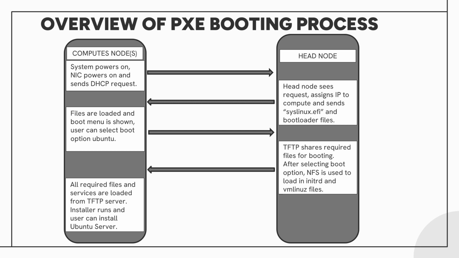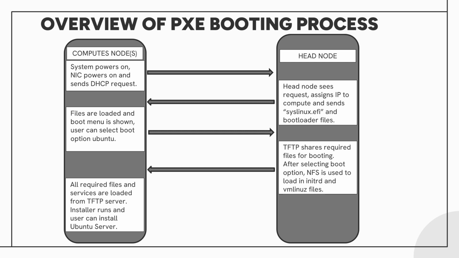Finally, this illustration provides an overall overview of the PXE process. When the compute node powers on, the network interface card sends a DHCP request to the head node. The head node sees the request and assigns an IP using DHCP. The syslinux.efi and other files are shared to the compute node.